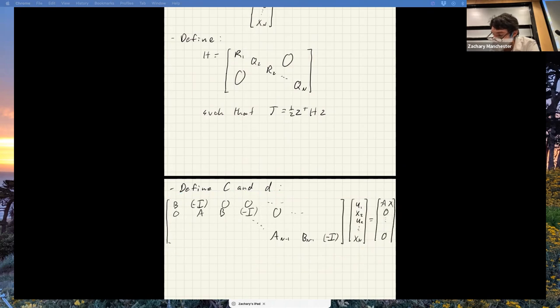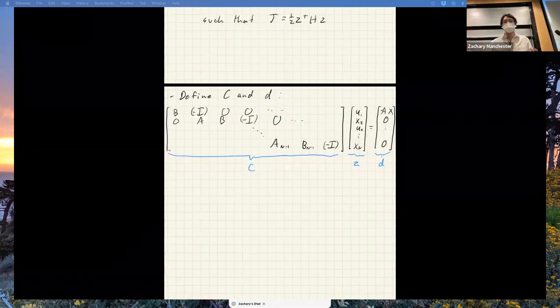So this is just me writing down A X K plus B U K minus X K plus one equals zero for all the time steps and stacking that up into a big matrix equation. Does that make sense to everybody? Cool. So this is just how I write down the dynamics for all the time steps, in this giant stacked matrix setup. So we're going to define this one as C and this one as D, and this one obviously is our Z from before. Okay, so now we have the entire LQR problem as a standard form QP.